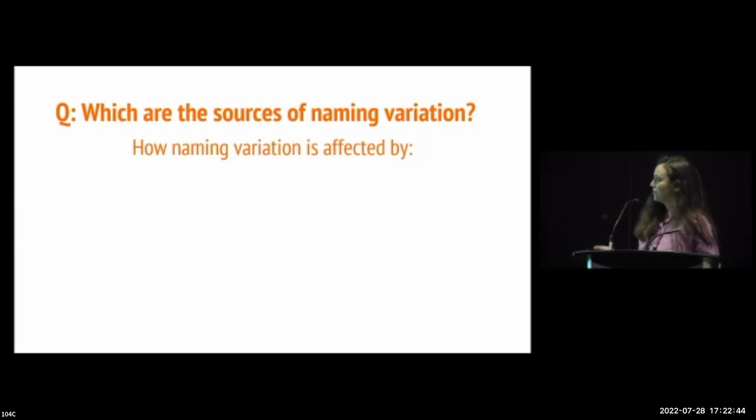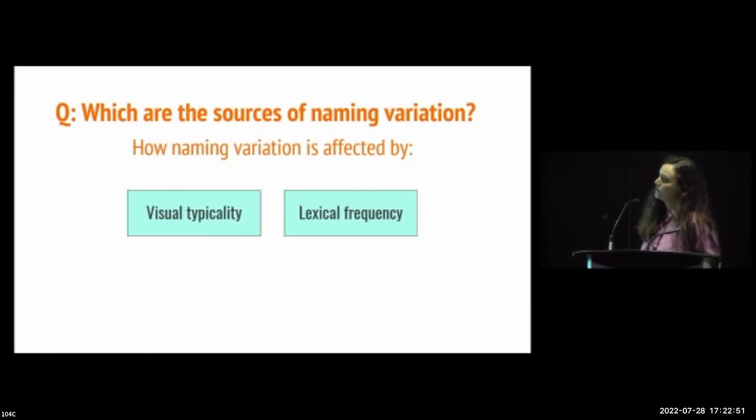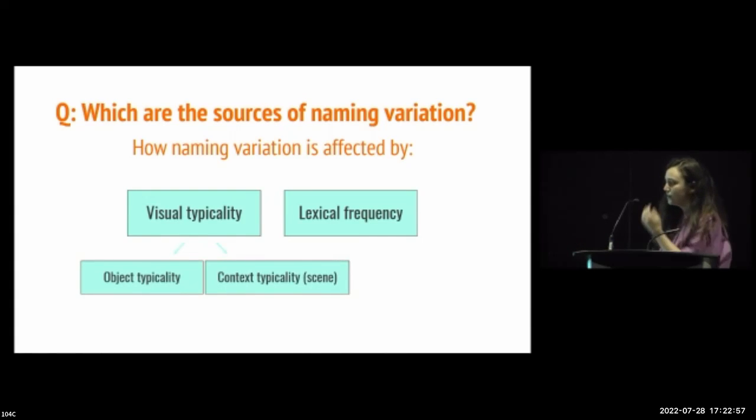And this allows us to model human naming behavior in a bit more realistic way. So the question is, what are the sources of naming variation? In particular, we are going to check how naming variation is affected by visual typicality on the one side and lexical frequency on the other side. And we are going to study two aspects of visual typicality: one is object typicality, and the other one is context typicality.